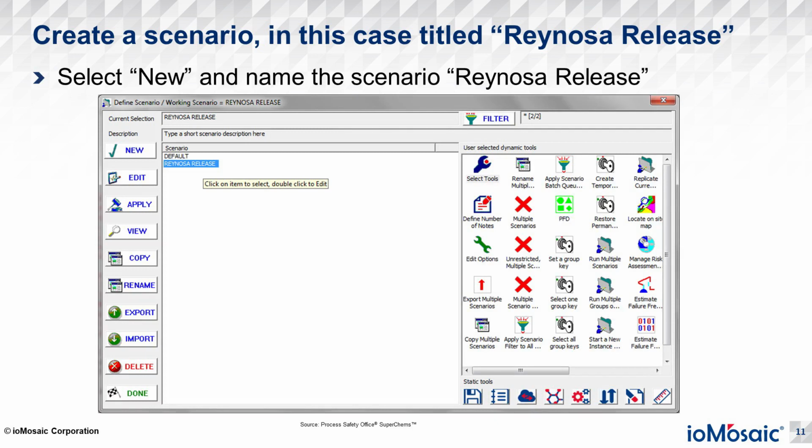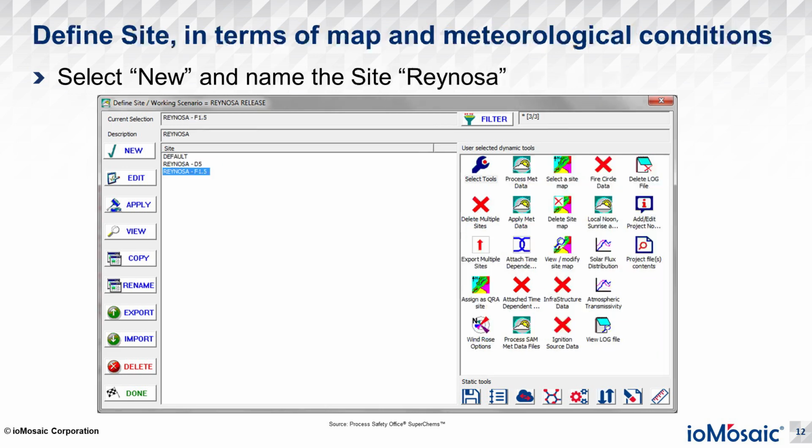Okay, so we select New and name the scenario Reynosa Release. And then we want to define a site. There's a number of different types of information we have to associate with our site. So first of all, we'll select New and name the site Reynosa.